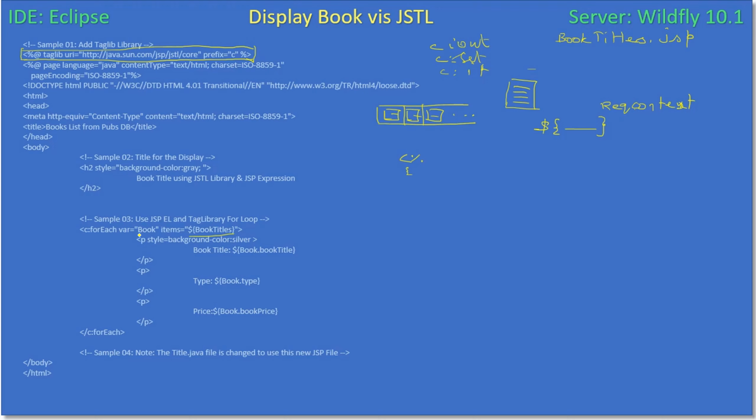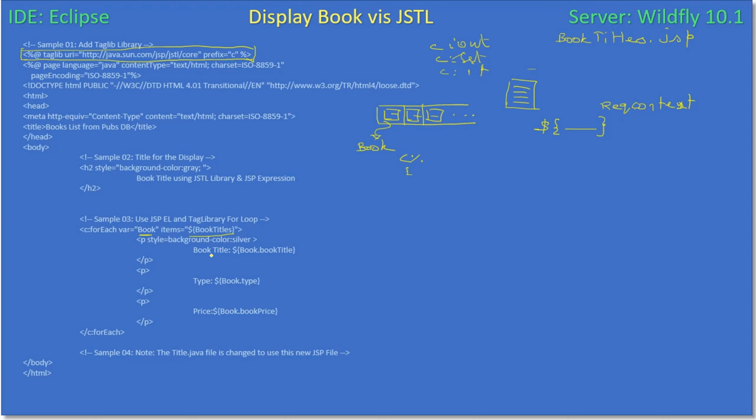And here we are giving it as a book, that means this for each loop iterates through each item in the collection, and the for each tag is smart enough to understand the type of each item. So this book here is nothing but our title bean. In each iteration we retrieve one title bean and assign it to book. So this is our for each header tag. In the body, for the first paragraph we are setting a background color as silver, which is just a style.